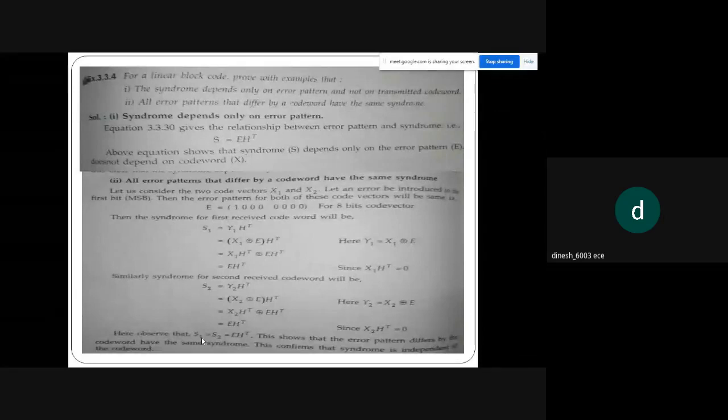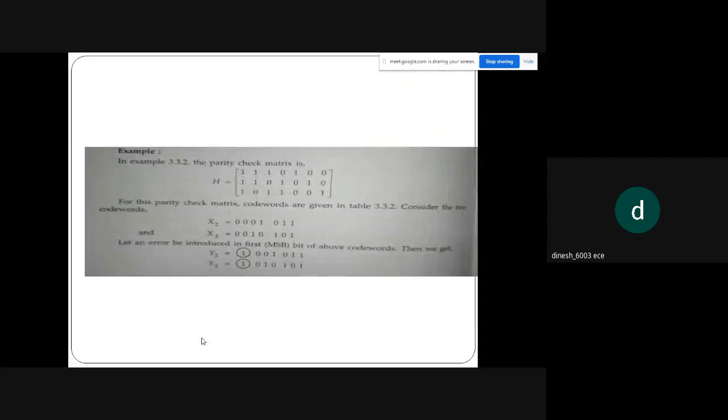So this is a problem as well as a proof of the statement. Next, we are going to do a problem based upon the parity check matrix. We are having two code words. We'll see how to solve this.